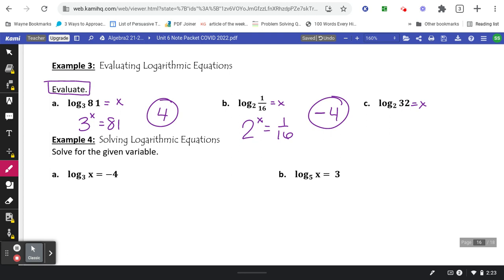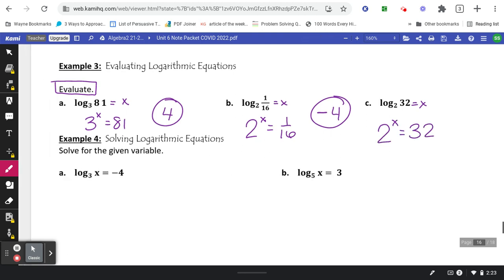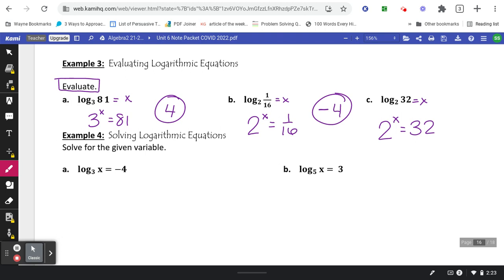Again, put the equals X, rewrite it. 2 to the X equals 32. And just guess and check until you get an exponent that gives you 32. Two to the fifth power would give you 32, so your answer is 5.